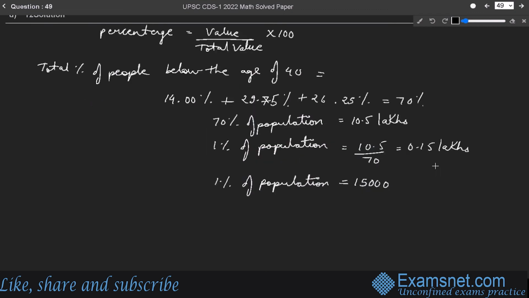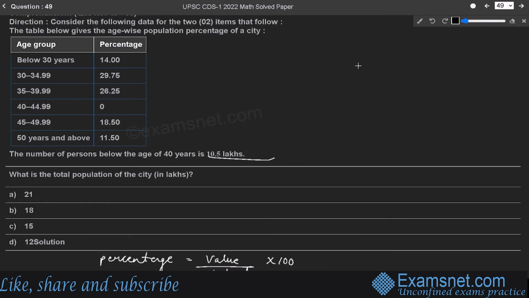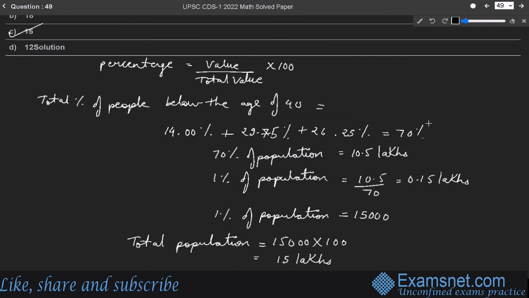Therefore, now finding the total population here, the total population will be equal to 15,000 into 100, because we are talking about the 100%, meaning the total population, so it will be 15 lakhs. So the total population of the city in lakhs is 15 lakhs. You can see that all the percentages are given in the question itself. We have just used them and found the total population of the city in lakhs. So the correct option for this question is option number C, which is 15. I hope this solution is clear to you.